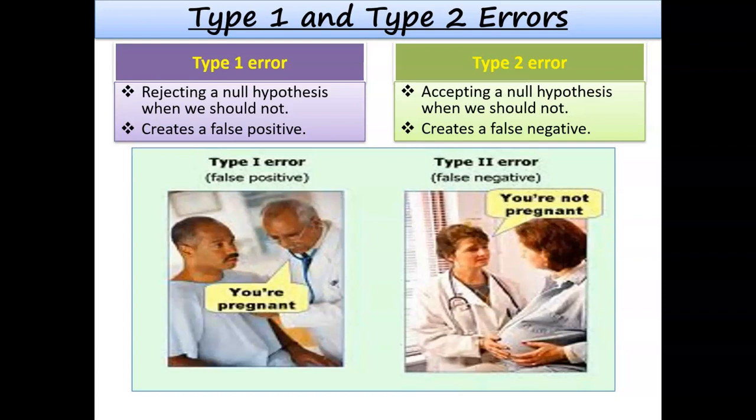A type 2 error is where we accept a null hypothesis when we shouldn't, and this creates a false negative. So again, we know that the hypothesis isn't correct. We know that we should be accepting the alternative hypothesis. However, because there's a greater risk of chance in this particular scenario, it creates a false negative because the requirement needed.